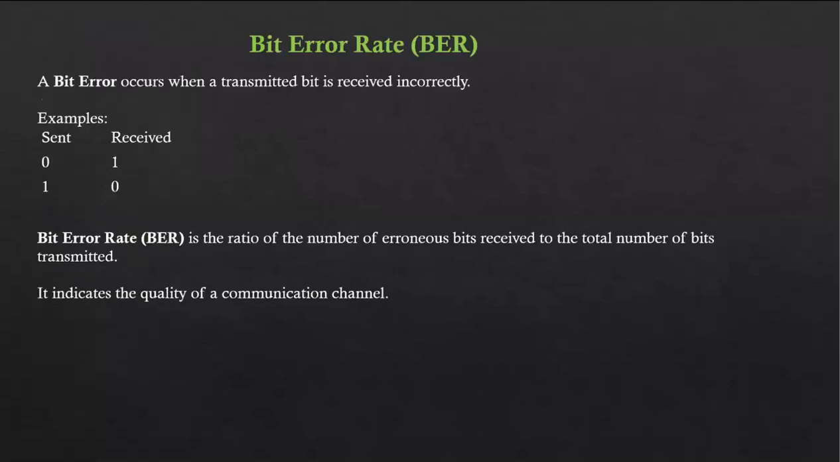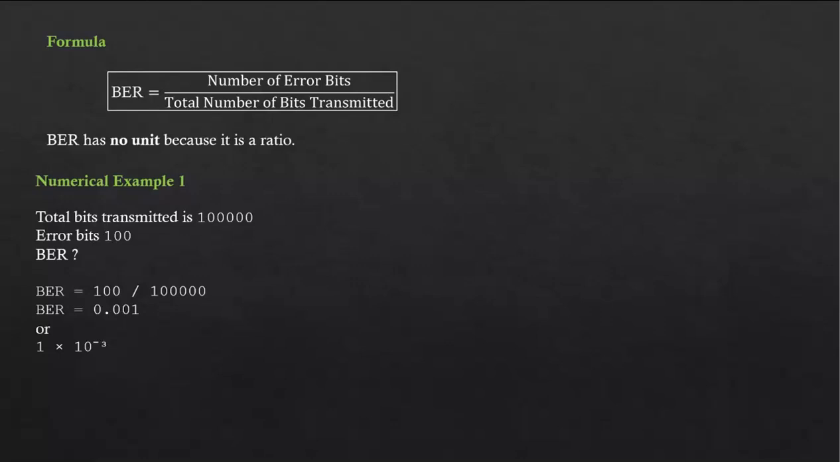When noise interferes with a signal, bits get flipped. I mean to say, a transmitted 0 might be received as 1 or vice versa. A bit error occurs when a transmitted bit is received incorrectly. Bit error rate is a ratio of the number of erroneous bits received to the total number of bits transmitted. So this is going to indicate the quality of the communication channel. BER is nothing but the number of error bits divided by the total number of bits transmitted.